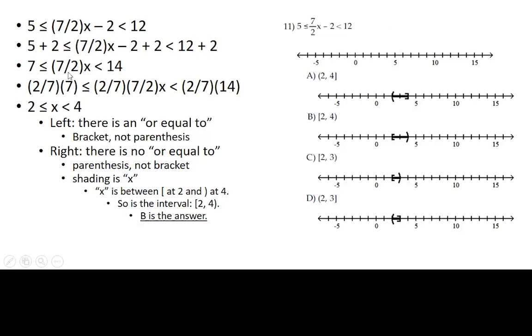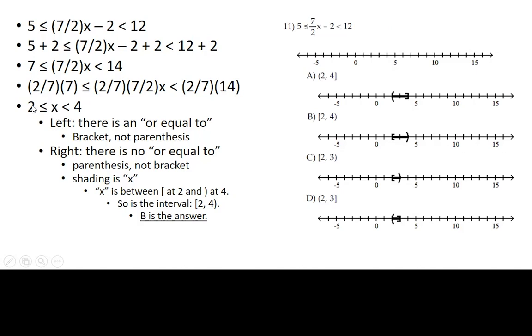So that just leaves us with 7/2 x in the middle. 5 plus 2 is 7. 12 plus 2 is 14. 7 is less than or equal to 7/2 x is less than 14. Now we need to get rid of multiplying by 7/2. We do that by multiplying by the reciprocal, 2/7. So multiply by 2/7 in the middle, multiply by 2/7 on the left, multiply by 2/7 on the right. That leaves us with just x in the middle.